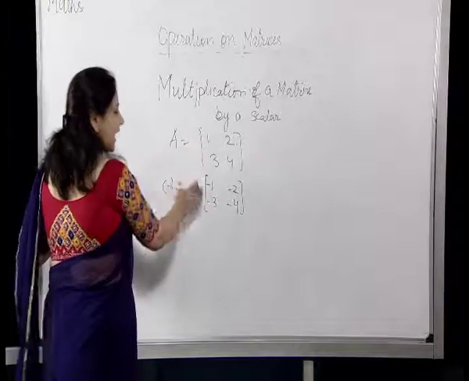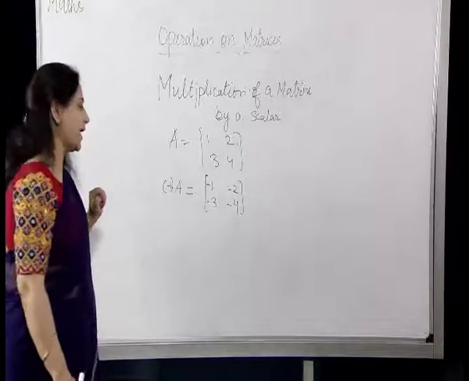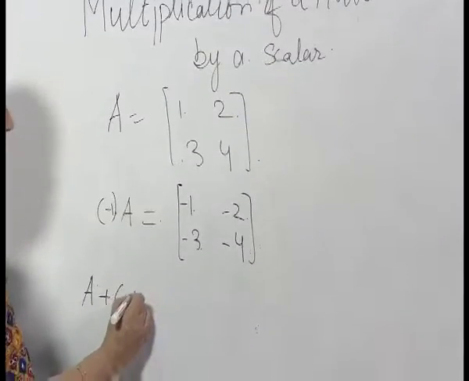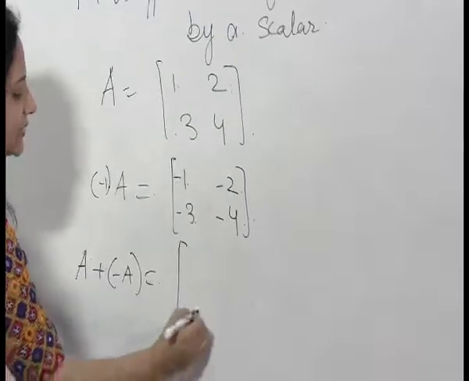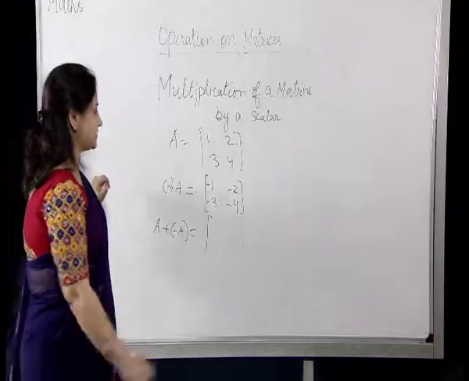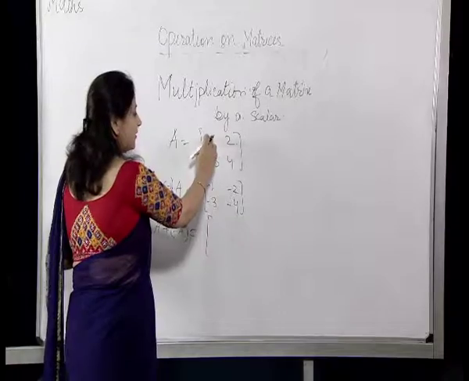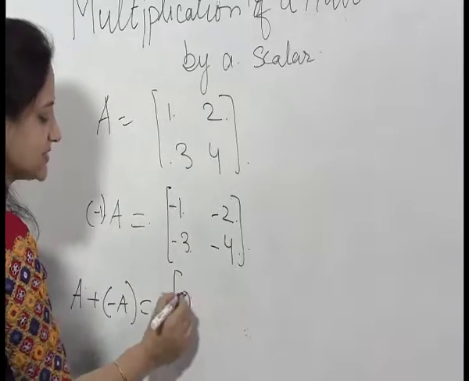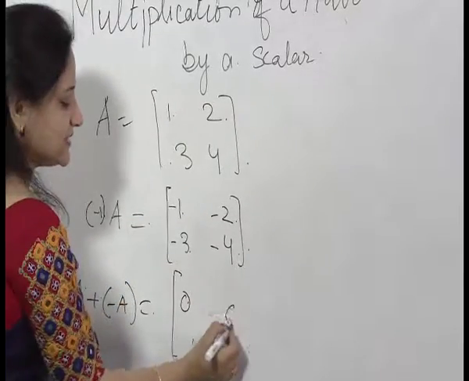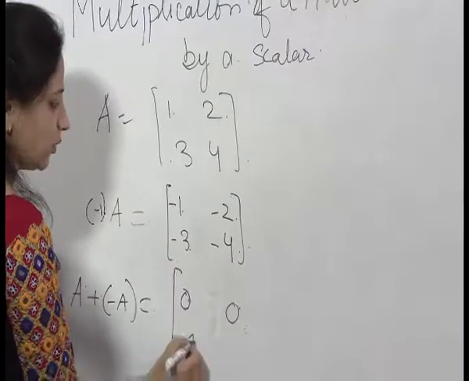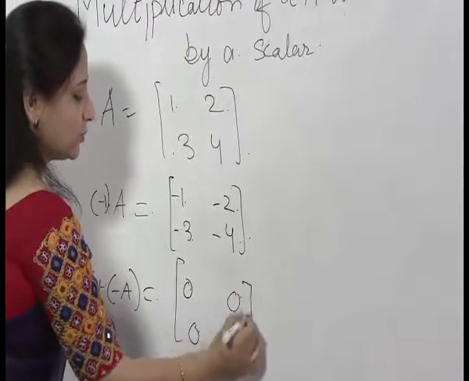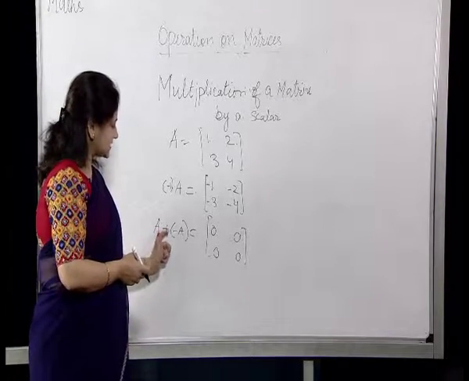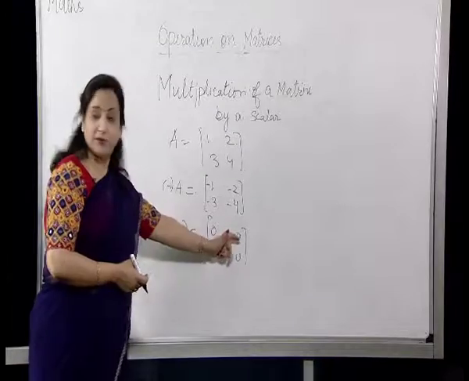Now I can add these two matrices. If I add the two matrices, I will get A plus -A. What will I get? I will add 1 with the corresponding element. 1 minus 1 will be 0, 2 minus 2 will be 0, 3 minus 3 0, 4 minus 4 0. That means A plus minus A will be 0, 0, 0.